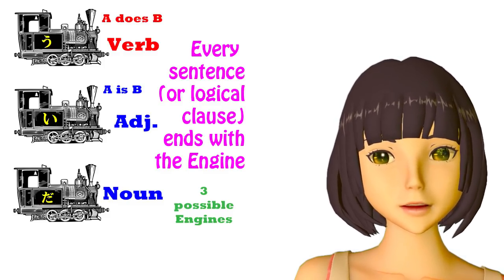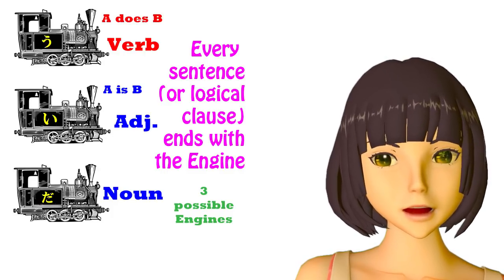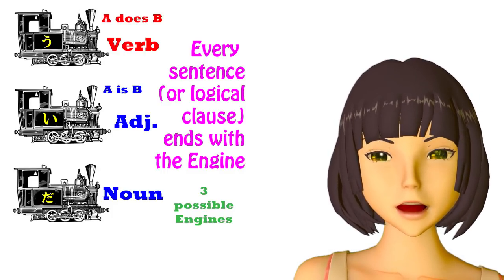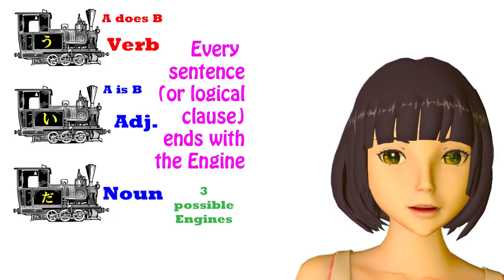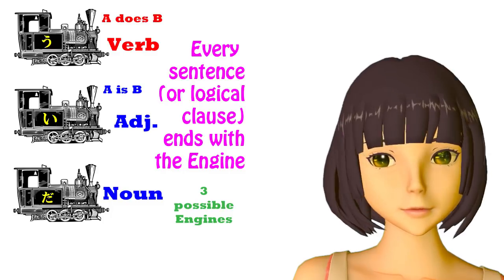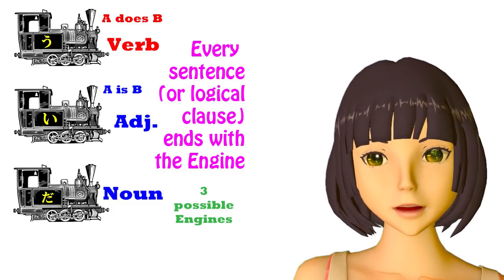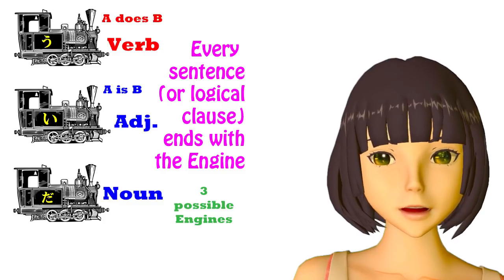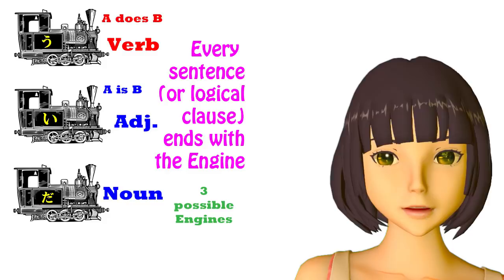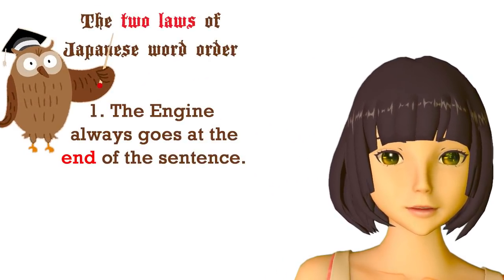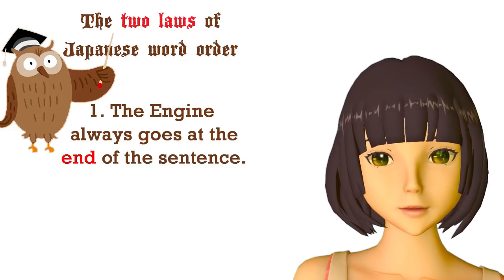So every sentence is going to end in one of those three. And whatever engine we're using, a verb, a noun with a copula, or an adjective, it has to go at the end. We may have a couple of sentence ender particles after it, and I've done a video on sentence ender particles, but the actual end of the logical sentence has to be its engine. So that's the first rule, and it's very easy, and I imagine you're accustomed to it already.